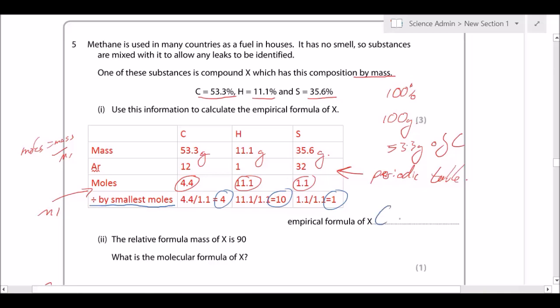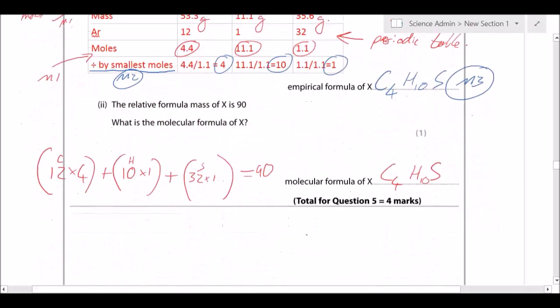So finally, the third mark is for C4H10S, and that's mark 3. The 4, 10 and the 1 were mark 2. Yeah, a lot of people here rounded the moles. Don't do that, because they actually set it up quite nicely to get these nice numbers, 4, 10 and 1.